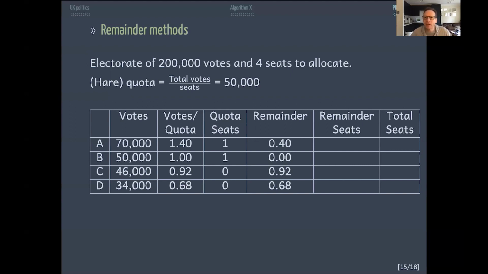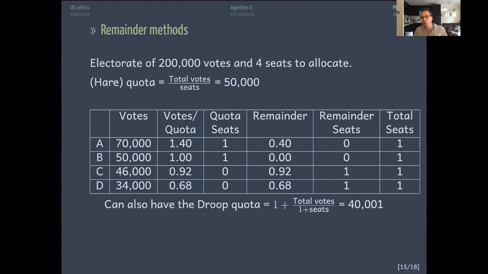So if you take the integer value of that, we end up with 1 seat allocated to Party A because it had a value of 1.4, and 1 to Party B because, again, it's 1 or higher as well. And we're left with a remainder, so we just take the non-integer part of that. We can see 2 seats have already been allocated, and we're left with 2 seats. So we take the 2 highest remainder values and allocate a seat to each, which in this case are C and D. So each party would win 1 seat in this format as well.